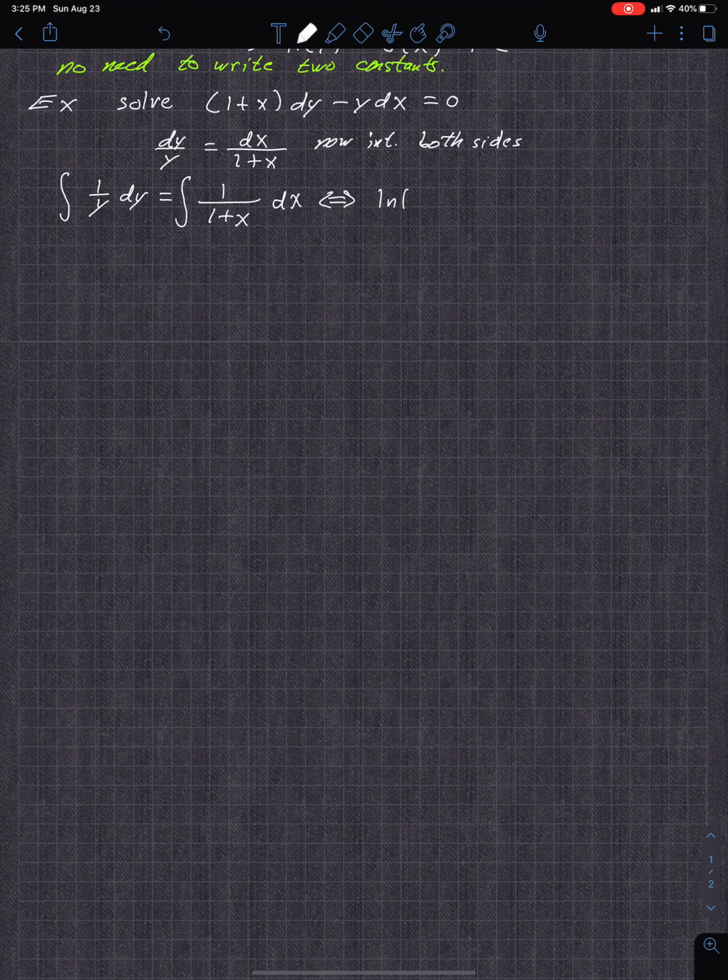So ln absolute value of y equals ln absolute value of 1 plus x, and then plus some arbitrary constant c. So that's where you only need to do it on one side, because if you put a c1 and a c2, then you can just subtract c1 and say c is equal to c2 minus c1. It doesn't matter, it's just some constant. It's all arbitrary anyway.